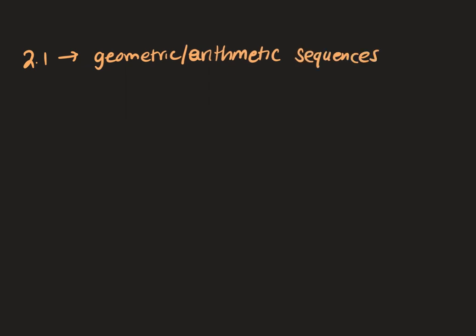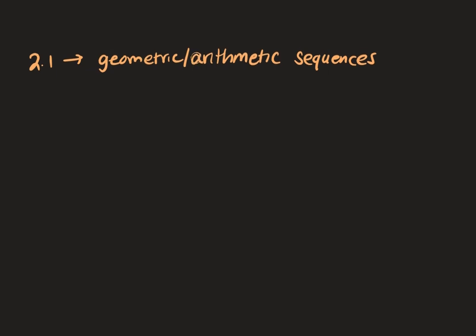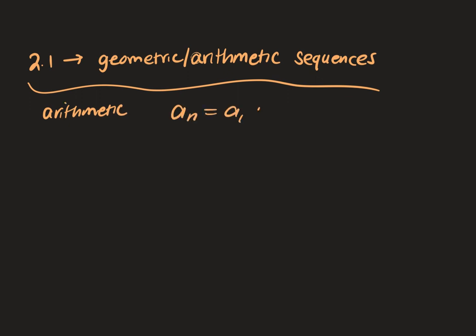All right, 2-1 was geometric and arithmetic sequences. So this is obviously arithmetic. You need a_n equals a_1 plus d, which is your common difference, times n minus 1.